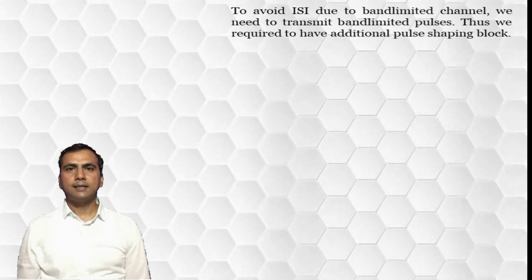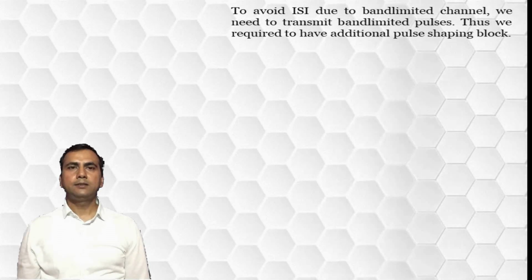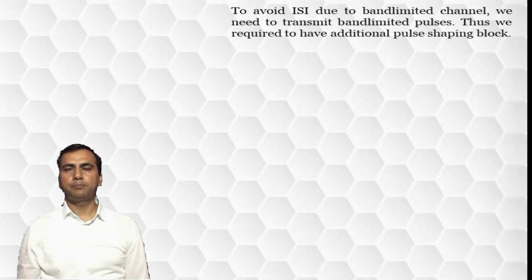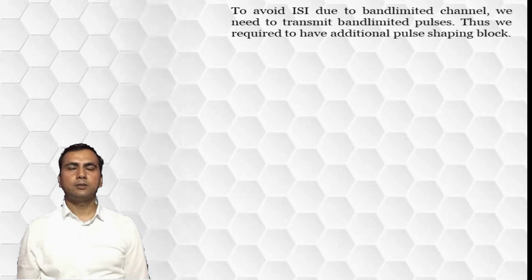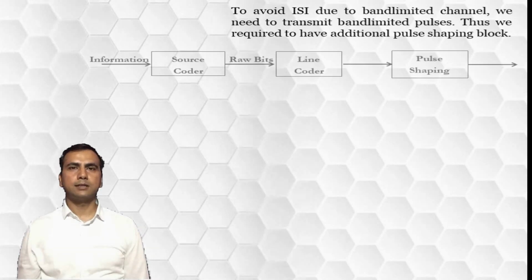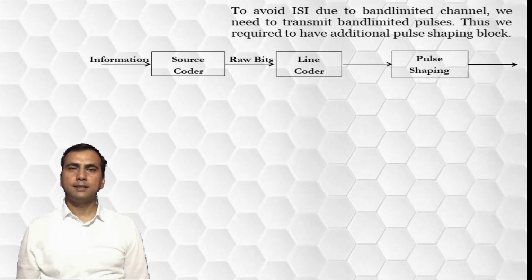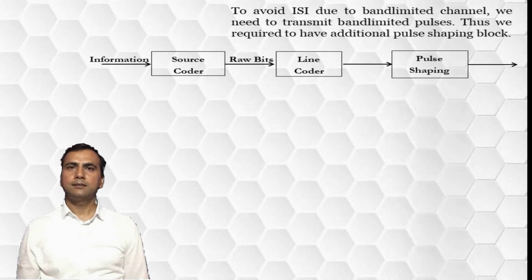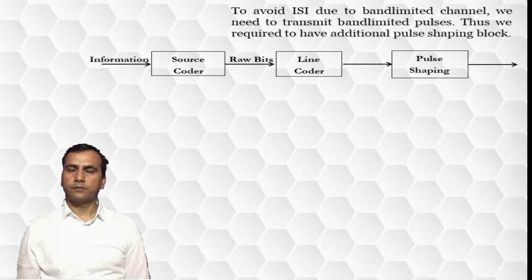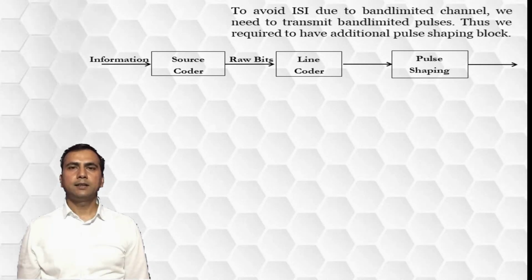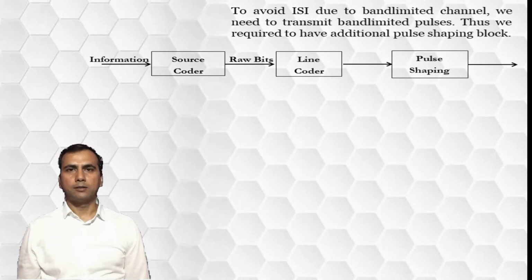To avoid this ISI, we need to have a pulse which should be band limited, because the channel is band limited. If the bandwidth of the pulse we are going to transmit is less than the bandwidth of the channel, then there will not be any cutoff of the information. Thus we require an additional pulse shaping block.